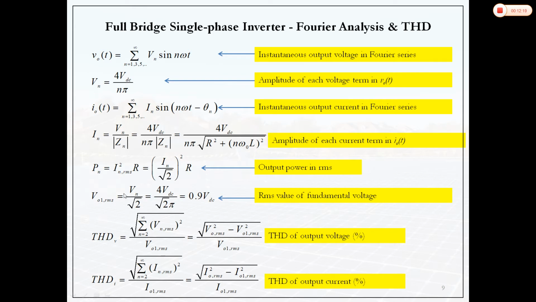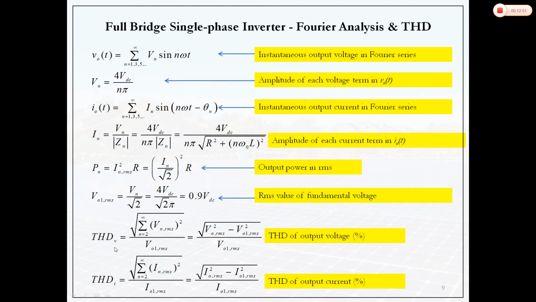Similarly, you can see what the RMS value of the fundamental voltage will be. This is the peak voltage of the nth harmonic. If we substitute n equal to 1, we get the peak value of the fundamental component, and if we divide that value by root 2, we get the RMS value of the fundamental component. So it is 0.9 VDC. For the half bridge, you have to replace this VDC with VDC by 2. So in that case, you have seen that it was 0.45 VDC.